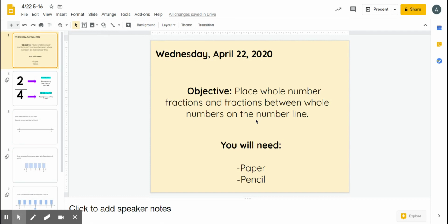Our math objective for today is to be able to place whole number fractions and fractions between whole numbers on the number line. You will need a piece of paper and a pencil as we work through this video today, so make sure you have that. If you don't have it, go ahead and pause the video here and press play when you're ready to continue.